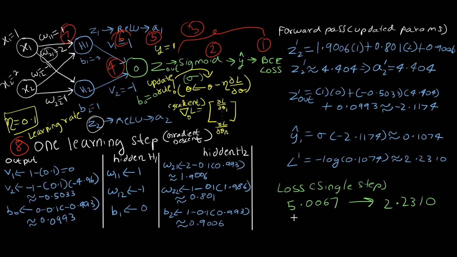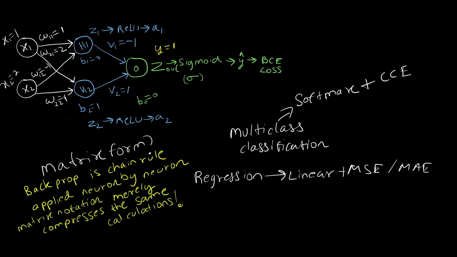So if you clearly see, before doing anything the original loss was 5.006. It has clearly reduced to 2.2310 in a single step, in a single epoch. So in real time, multiple epochs could be done to reduce the loss from a big value to a smaller value. So this is how a neural network updates the weights and updates the parameters in order to reduce the loss. So for the final part of the video, let's see the other scenario.